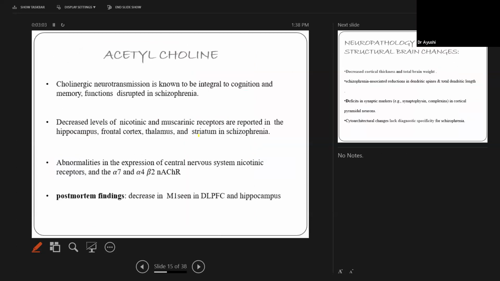The acetylcholine, basically they say that there is a problem in the acetylcholine receptors. Acetylcholine is an integral part of our cognition and memory function, which is basically disrupted in schizophrenia. So there is a decreased level of these receptors, or there is abnormality in these receptors, because of which the dopamine does not act on these receptors, which leads to problems in cognition and memory. It is not related directly to the dopamine part.